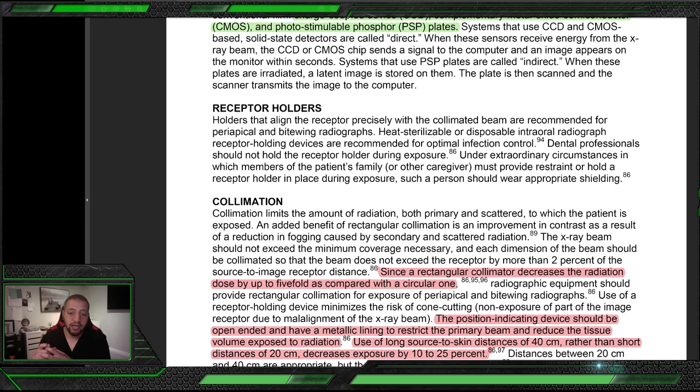Think about a circular cone and a rectangular cone, and the patient will have a sensor inside his mouth, which is rectangular. So a rectangular collimator decreases the radiation dose by up to 5-fold as compared with a circular one. I hope now we understand the concept about it, okay?